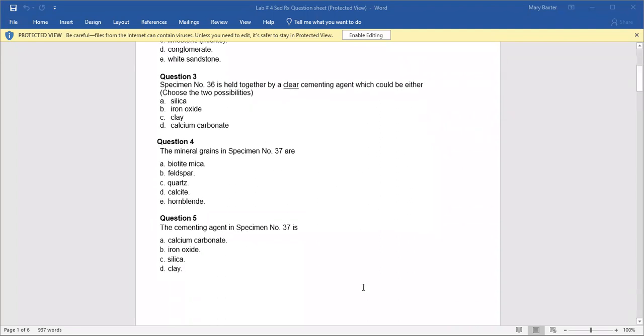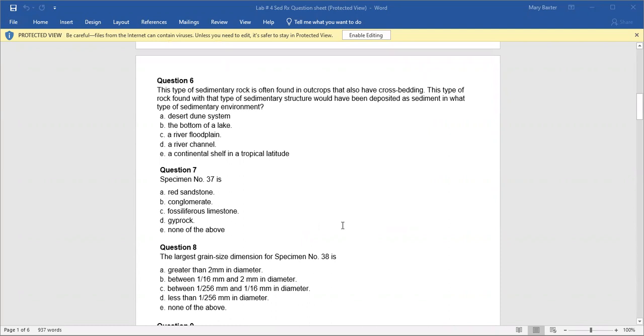Okay. Going on to question 4, mineral grains in specimen number 3 are, again, well, what was it we decided? Cementing agent in specimen 37 is, that's the orangish red one. Okay. This type of rock, that orangish red one of 37, is often found in outcrops that also have cross bedding. This type of rock found with that type of sedimentary structure would have been deposited as sediment in what type of sedimentary environment? So go back to the informational packet and look up the sedimentary environment section and you'll be able to find it. Okay.